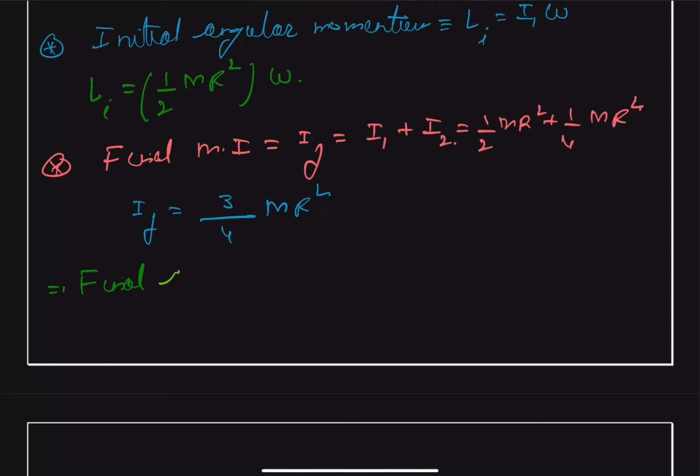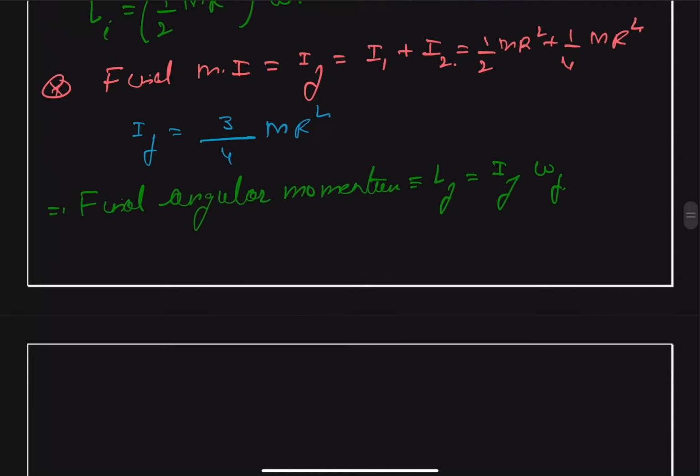Final angular momentum, let us call this LF, will be equal to our final moment of inertia multiplied by angular velocity. Therefore, we get that our LF will be equal to IF, which is 3/4 mr square, multiplied by omega f.